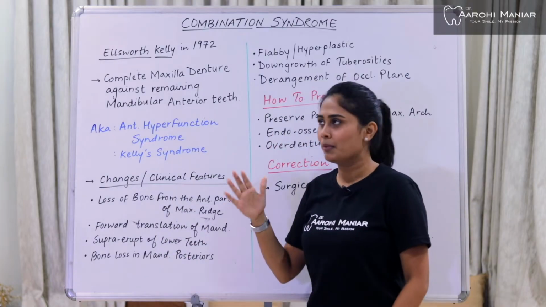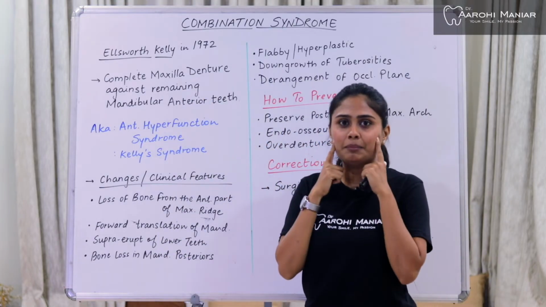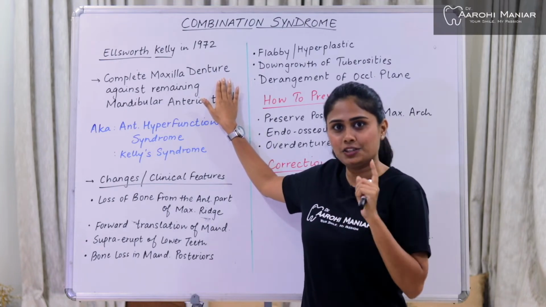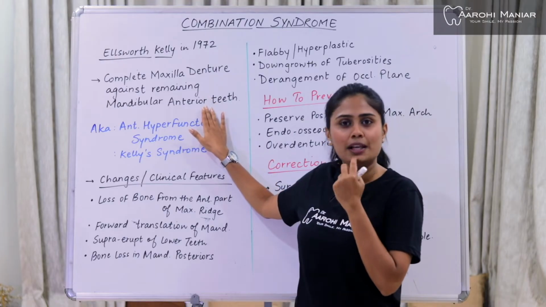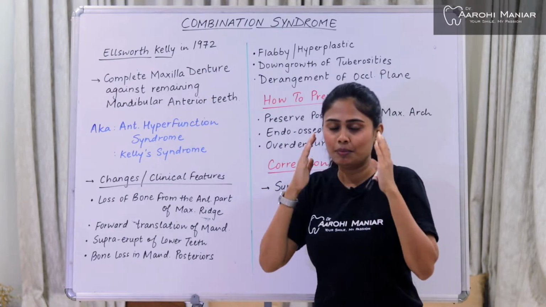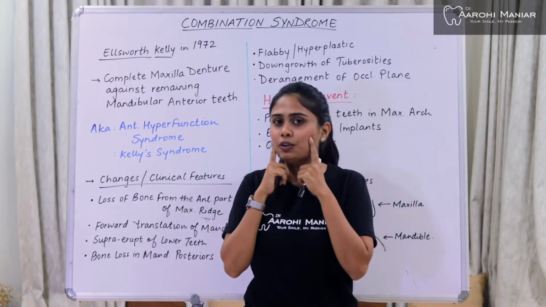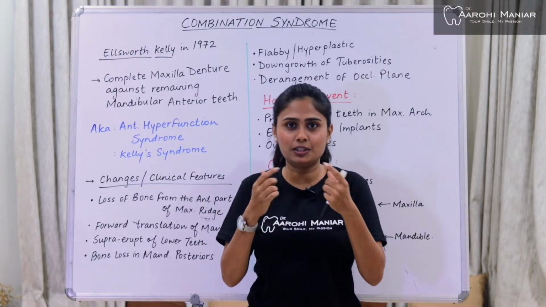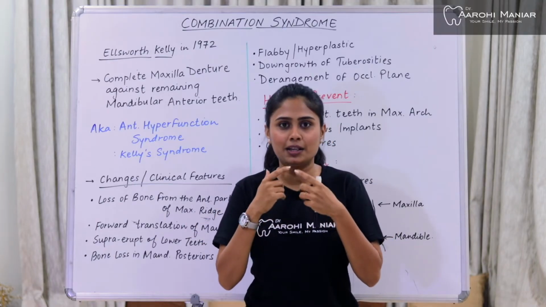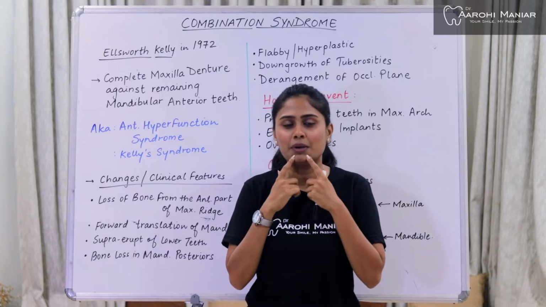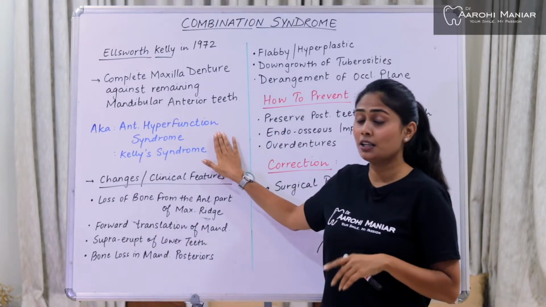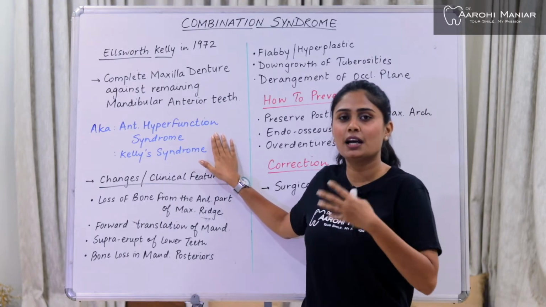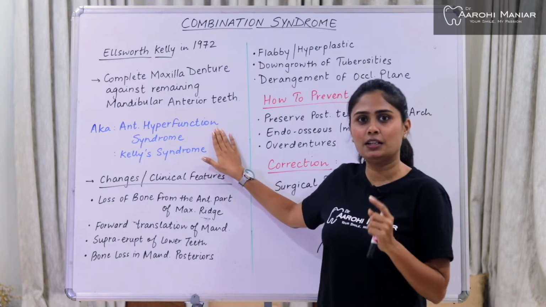Keeping this diagram in mind, combination syndrome is a complete maxillary denture. Our maxillary arch is edentulous, we will put a maxillary denture there, and in our mandibular arch we will only have our anterior teeth. Imagine this situation in your own mouth: I don't have any maxillary teeth, it is completely edentulous, and I am putting a complete denture in the maxillary arch, whereas in the mandibular arch the only natural teeth remaining are in my anterior region. So this syndrome is also known as anterior hyperfunction syndrome. In the anterior region there is a hyperfunction, so it is also known as anterior hyperfunction syndrome.